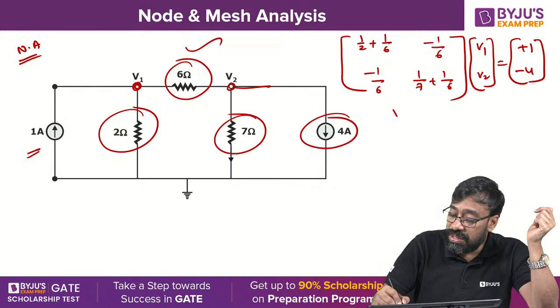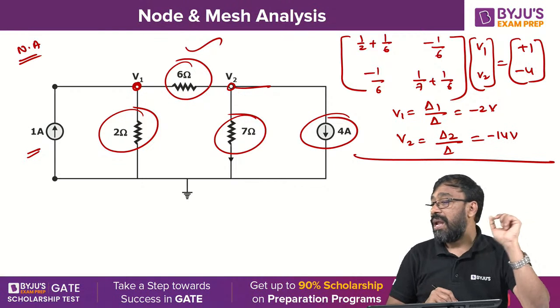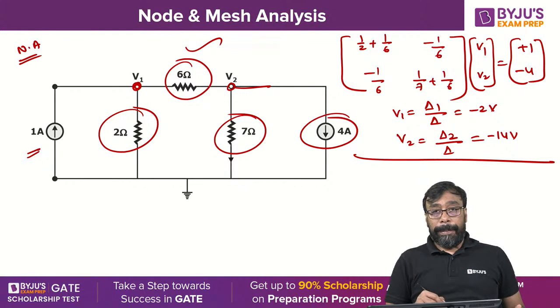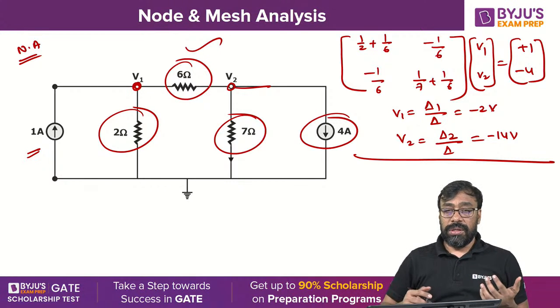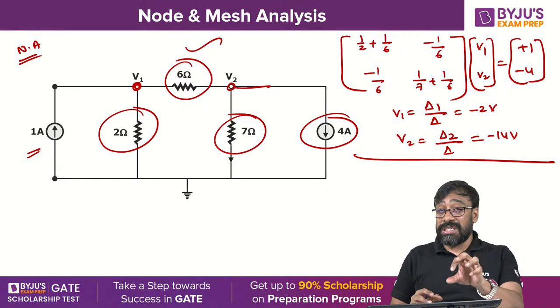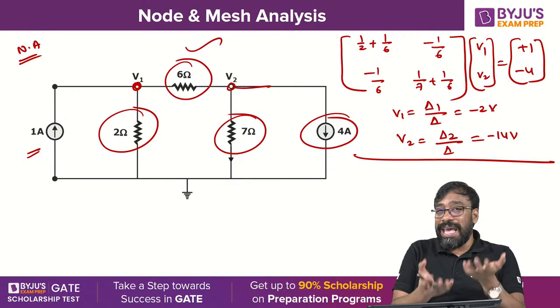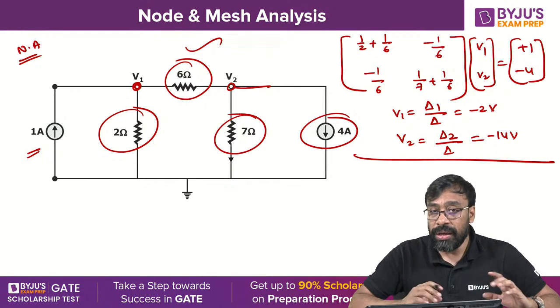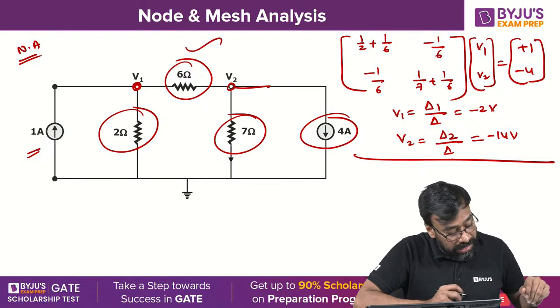So solve this. V1 is equal to delta 1 by delta. I'm sure you will get minus 2 volts. V2 is equal to delta 2 by delta, which will be minus 14 volts. This is how you can apply the inspection technique. I'm giving all the different possible ways to solve the network so that you will get command over it. You must first of all get command on the network. You have to play with the networks, and that will come only when you see the different possibilities of solving the network. Understand? Okay, well.